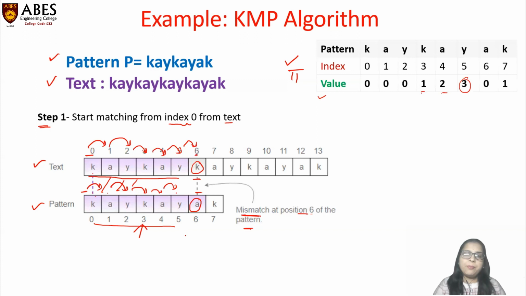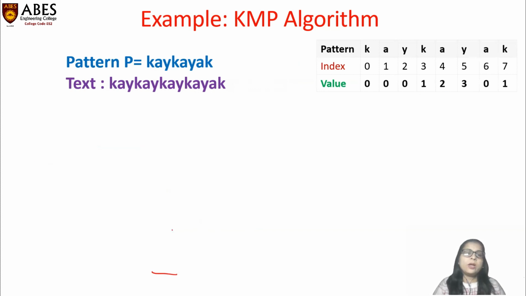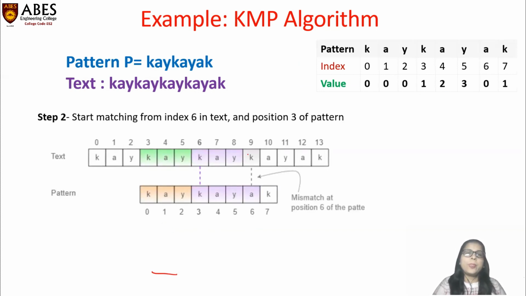So in the next step, we'll start matching from this value. The value at the 6th index will be matched with the value at the 3rd index in the pattern, because at this point the prefix table gives the value 3. So that is the idea. There is no need to do the comparison because the longest common prefix in both cases is the same, so that saves 3 comparisons.